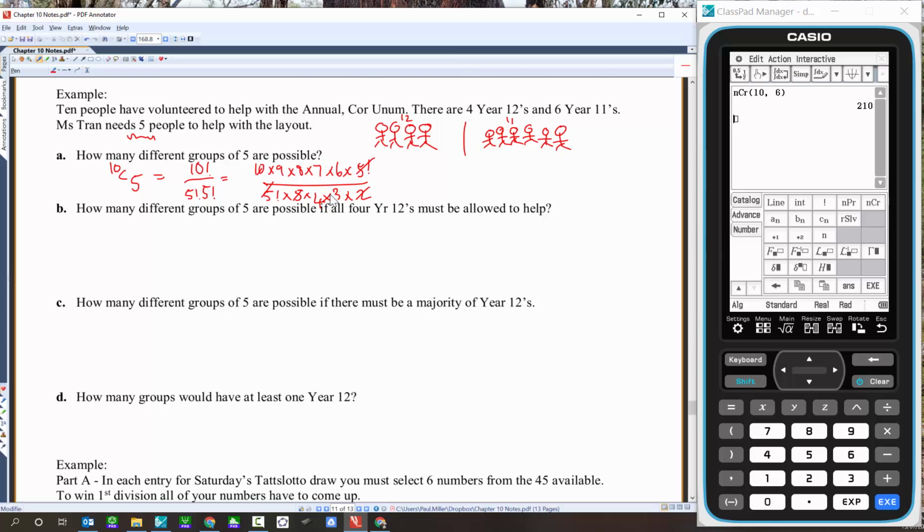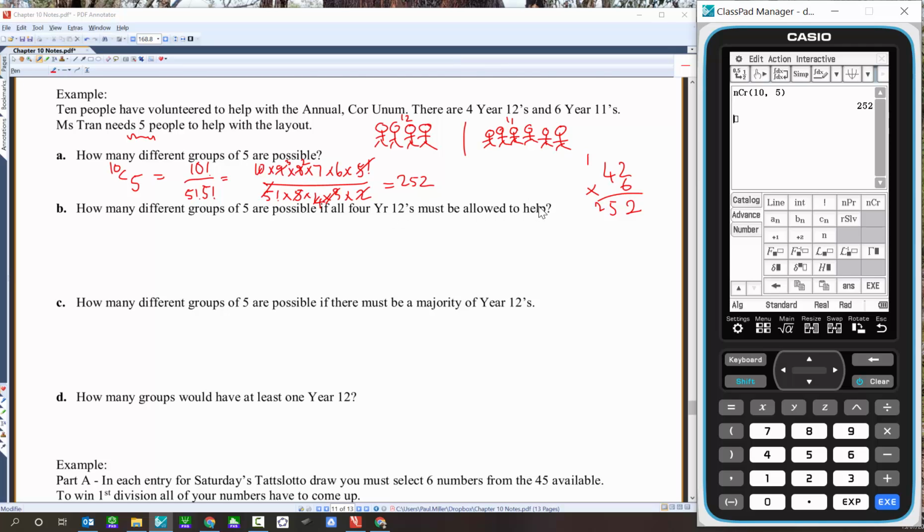Those two are gone with the 10. 4 goes with the 8, leaving 2. 3 goes with the 9, 3. So we've got 3 times 2, which is 6. 7 6s are 42. 42 times 6. So I think it's 252 if my maths has worked out. 10 choose 5 is 252. Yeah, okay.